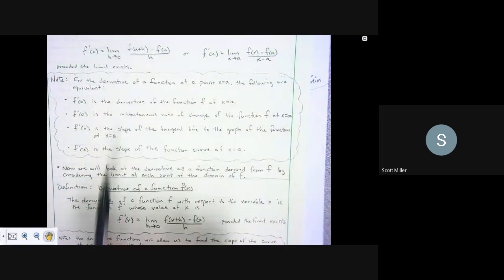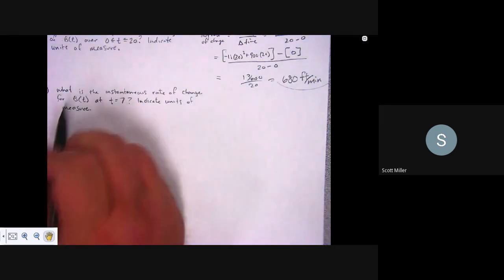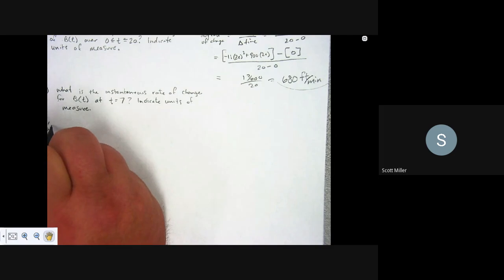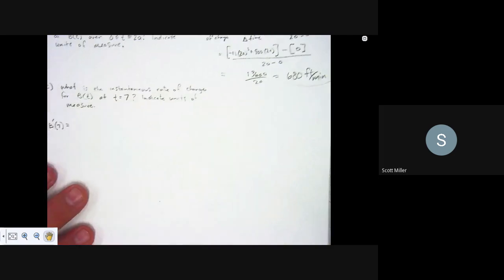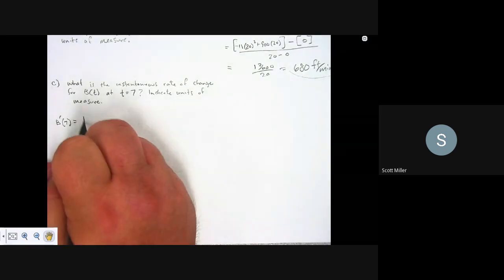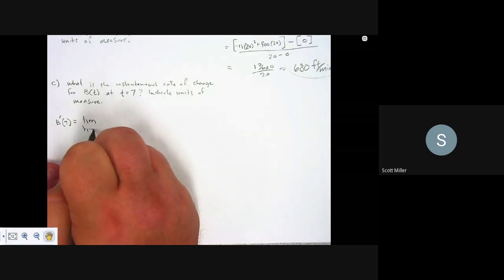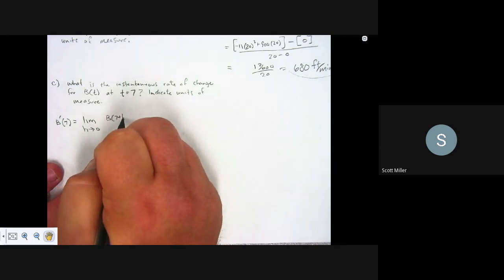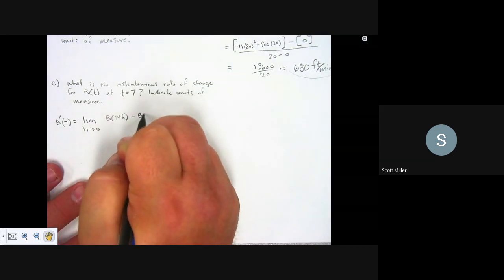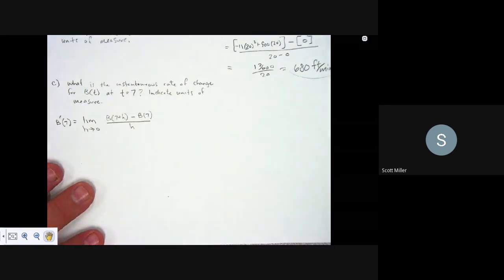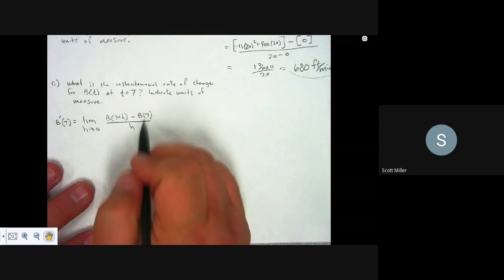Okay. And so I'm going to come over here and do that. Technically I can write it as B prime at 7. And then I'm going to plug in what this equals based off of that definition, which is the limit as h goes to 0 of b of 7 plus h minus b of 7 over h. And our job now is to work this out using our formula for b.